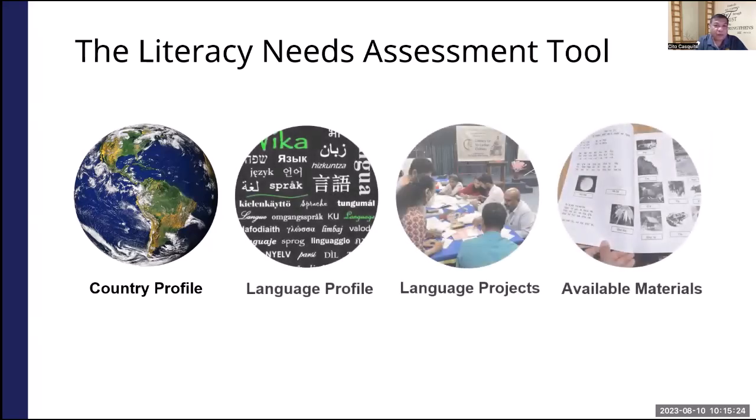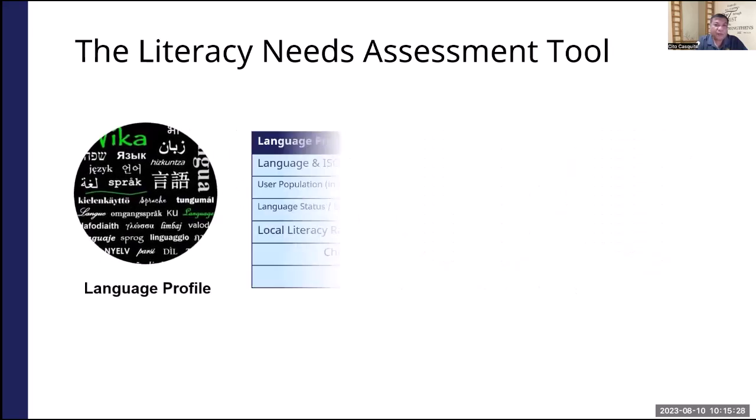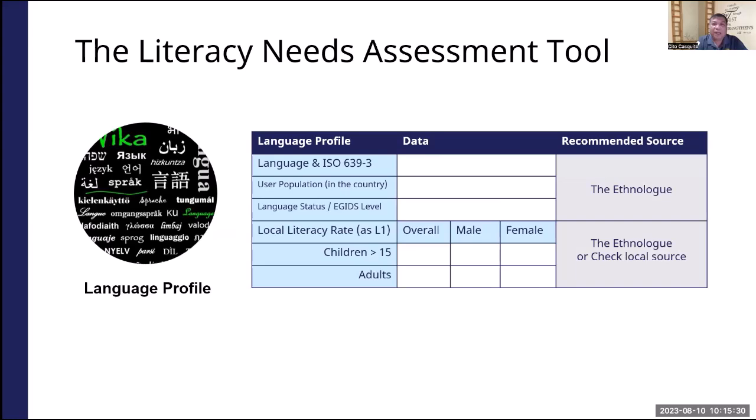For language profile, our questions range from the name of the language to the ISO code, as well as the user population in the country, and then the local literacy rate. And this is sometimes very difficult to get from the community or even from the database, but there will be some solutions to every problem, so they can actually provide numbers or figures here that they can gather from the community, as well as the EGIDS level or the language status.